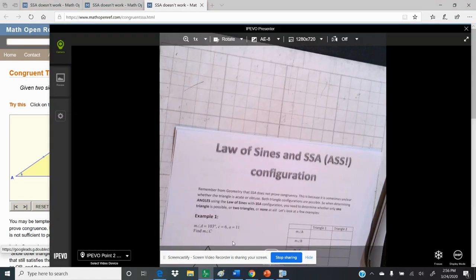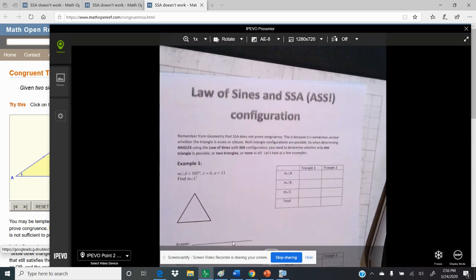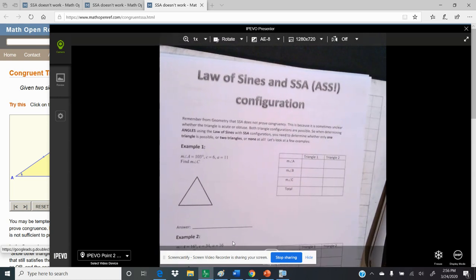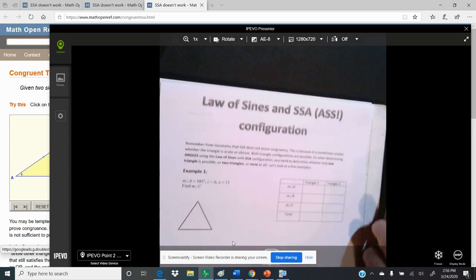We can work through that on this law of sines configuration worksheet. There is a copy of this if you want to print it out so that you can follow along with me. It's probably a good idea. We're going to go through 3 examples, and I'll show you how you can decide whether you should have 1 triangle, 2 triangles, or perhaps no triangle at all.